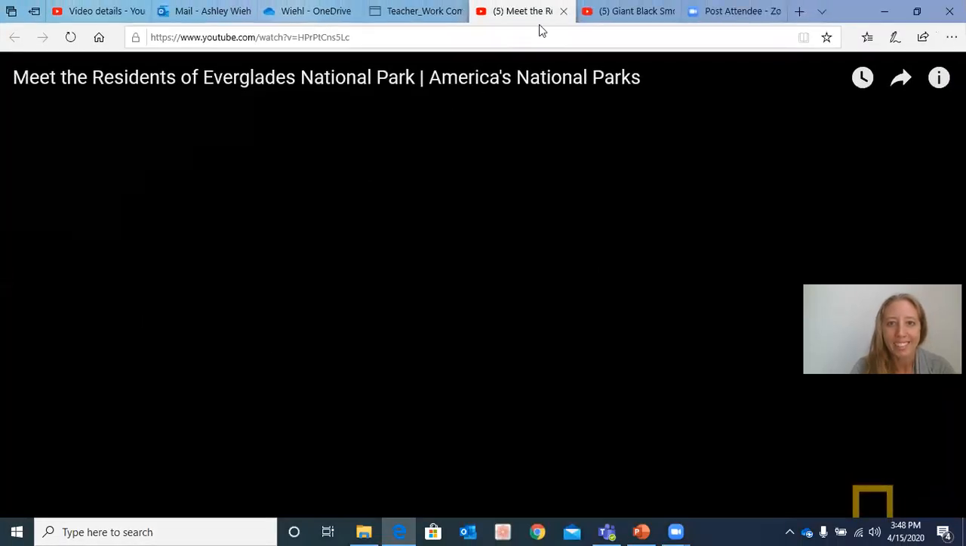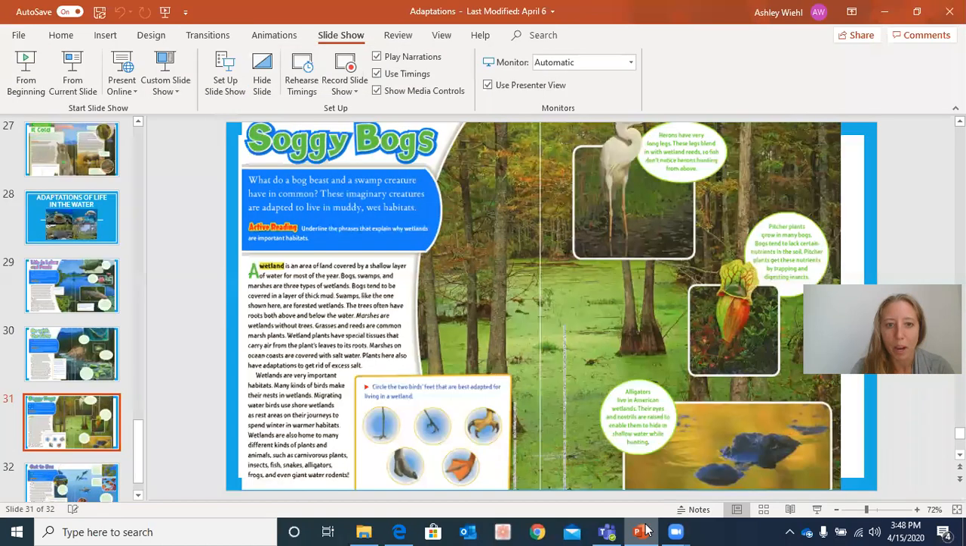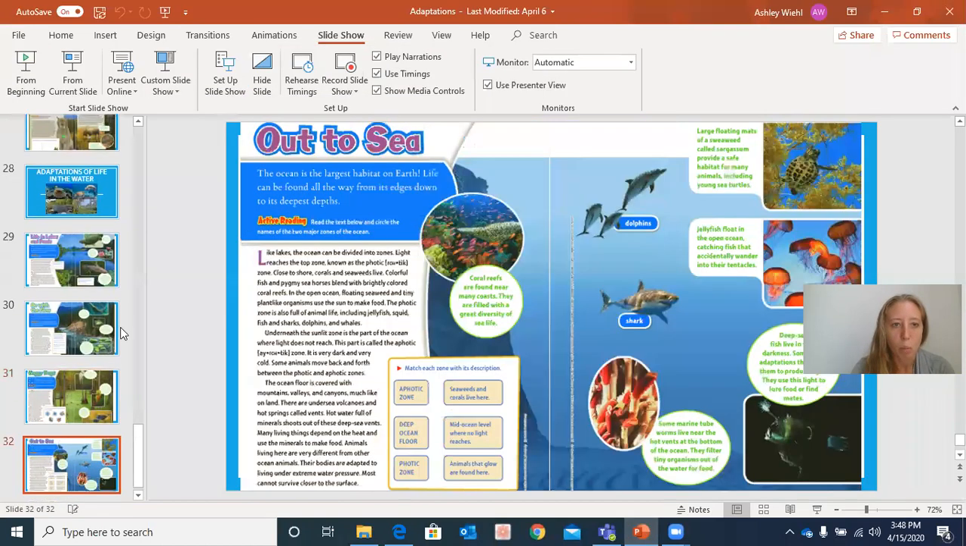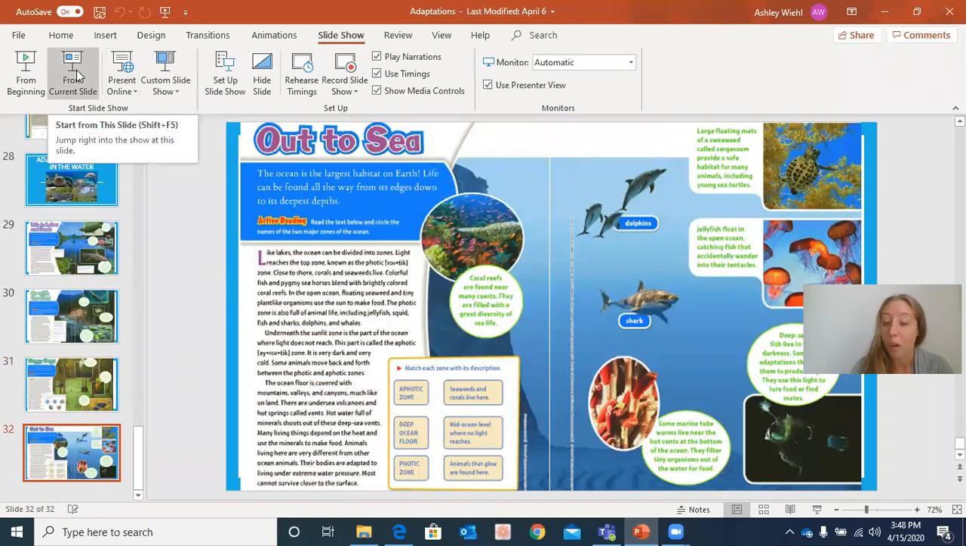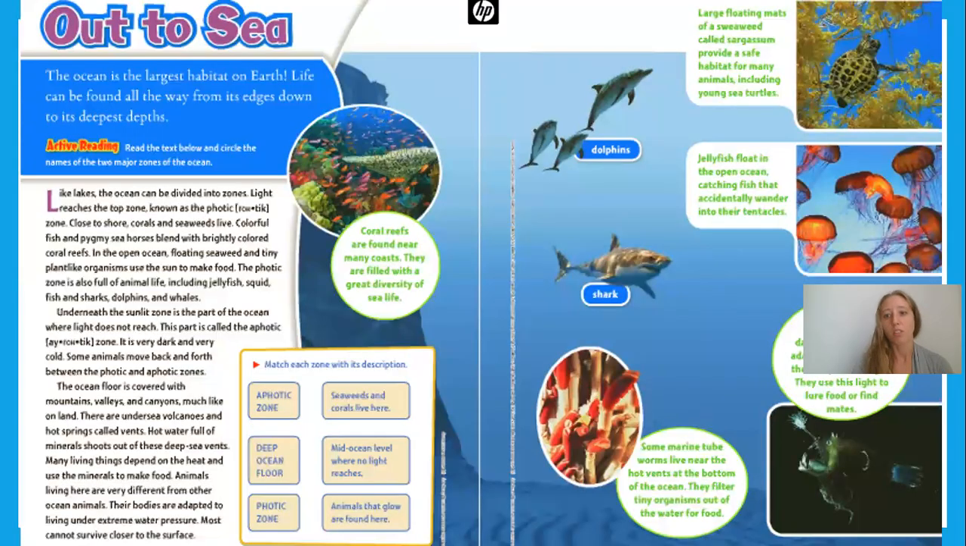Okay, so that's that. Let's go back to our PowerPoint. So those are some examples of wetland environments. The last thing that I'd like to talk to you about, which honestly I'm surprised there's only one slide on it, is about saltwater environments. So we're talking about the ocean now.